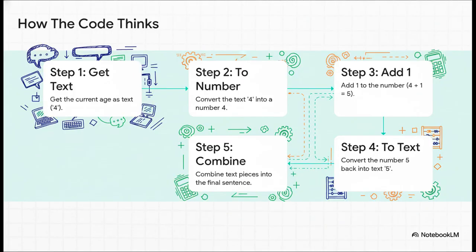First, the computer gets your age, 4, but it sees it as just a piece of text. You can't do math with text, so step 2, it has to convert that text 4 into a number, 4. Then it can add 1 to get the number 5. But wait, you can't just stick a number into the middle of a sentence. So for the final step, it has to convert that number 5 back into text 5 before it can finally combine all the pieces to build that sentence.